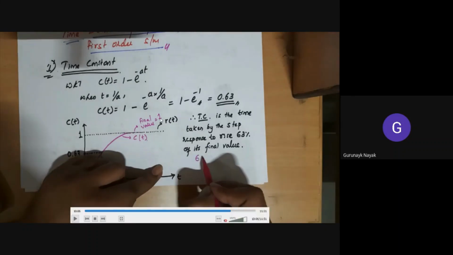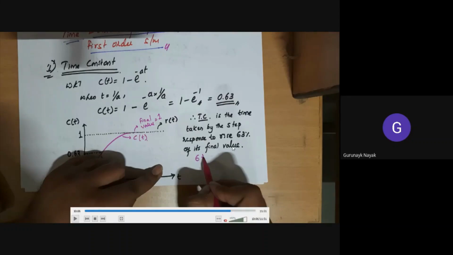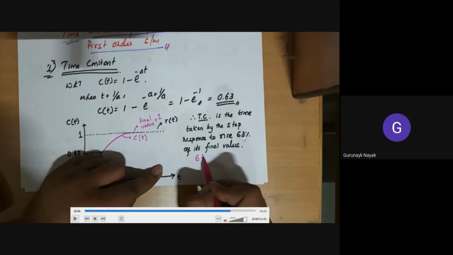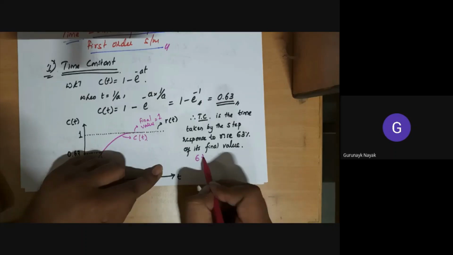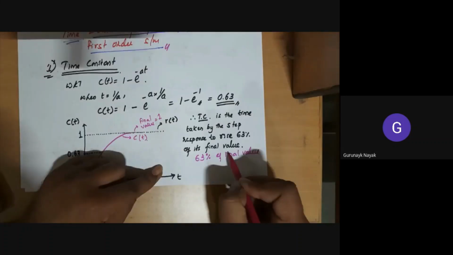So the final value is 1, and with respect to final value, one can give a generalized definition. It is the time taken by the step response to rise to 63% of its final value. Why I'm calling this a generalized definition is that in other practical scenarios, the input applied is not always 1. It may be more than 1, or even less than 1. Then we need to consider 63% of the final value. In this particular example, 63% of the final value, which is unity, is straight away 0.63. Any doubts or clarifications in time constant?